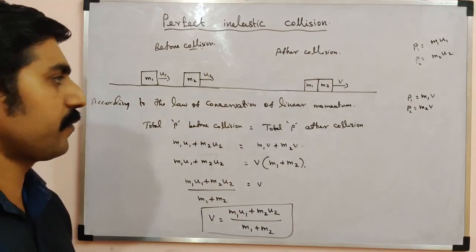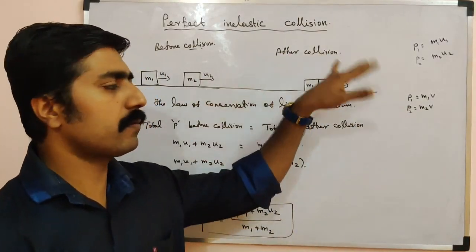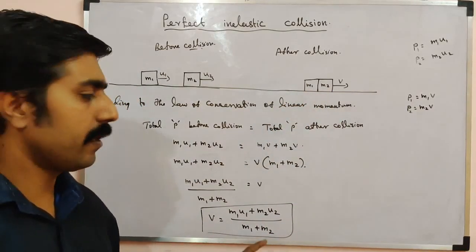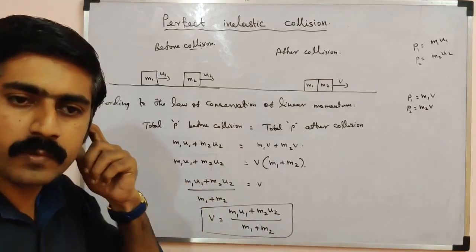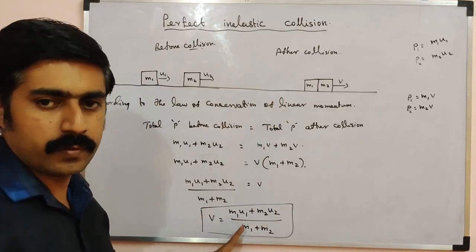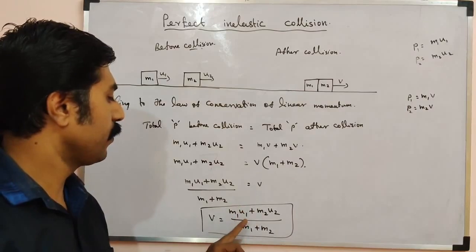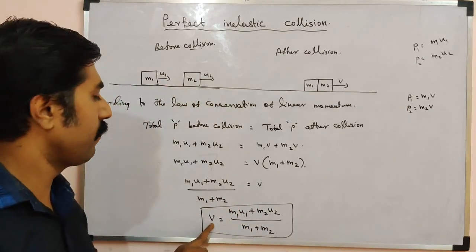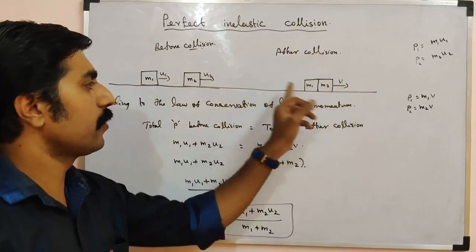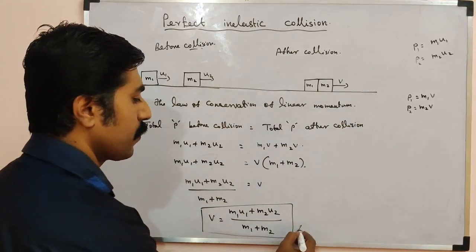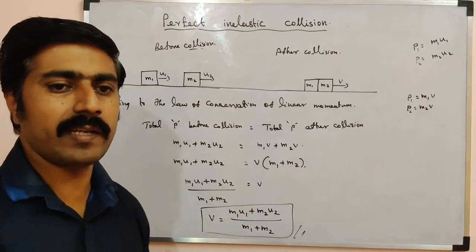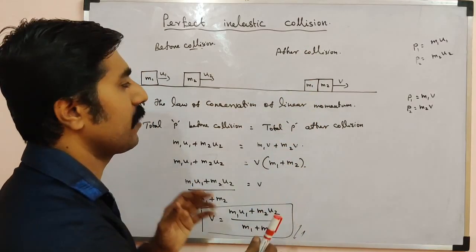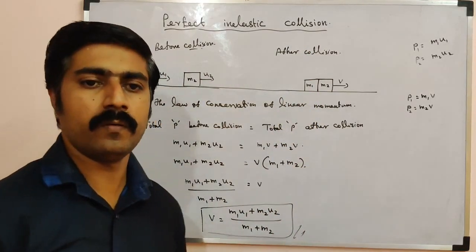So this is the expression for the final velocity after collision for the masses m1 and m2: v is equal to m1 u1 plus m2 u2 by m1 plus m2. If you know the values of m1, m2, and the initial velocities u1 and u2, you will get the final velocity of both the objects. There is no need to calculate the kinetic energy here, because kinetic energy is not conserved. But the linear momentum is conserved. Conserved means it remains the same. Okay, thank you.